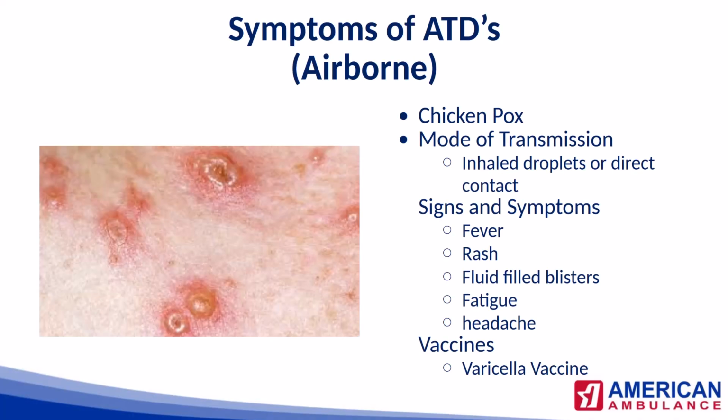Chickenpox, also known as varicella, is a highly contagious viral infection caused by the varicella zoster virus. Chickenpox spreads primarily through airborne droplets when an infected person coughs or sneezes, allowing the virus to be inhaled by others nearby. Direct contact with the fluid from chickenpox blisters can also transmit the virus to another person. The hallmark symptom of chickenpox is an itchy rash that starts as red spots and progresses to fluid-filled blisters, which eventually crust over and heal.